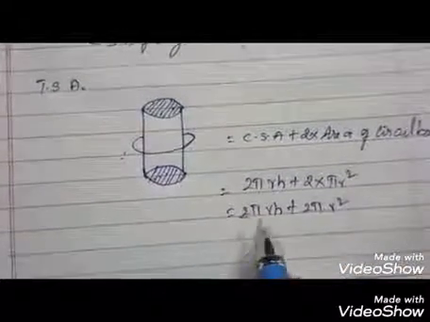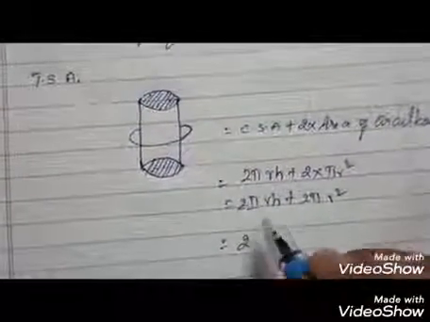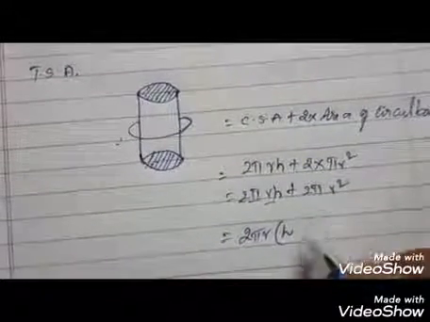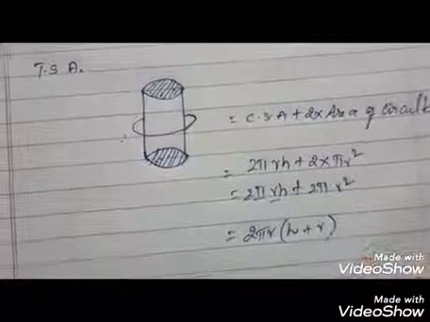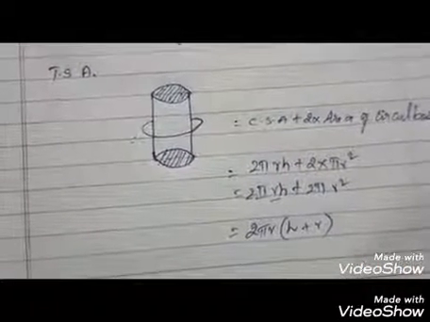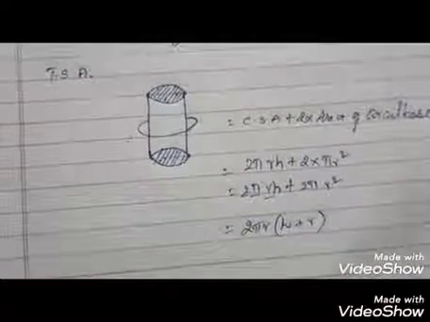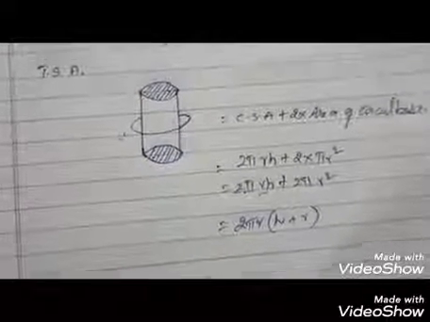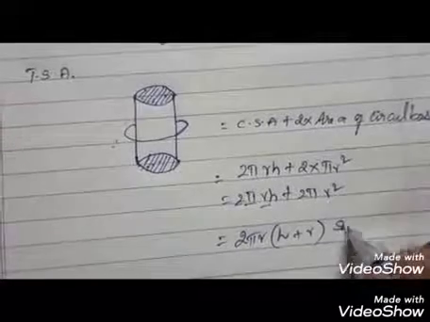Now we observe 2 is common, I take it out. Pi is common, I can take it out. r is common, I take it out. Remaining is h plus r. So this is the formula to find the total surface area of a right circular cylinder: 2 pi r (h + r) square units.